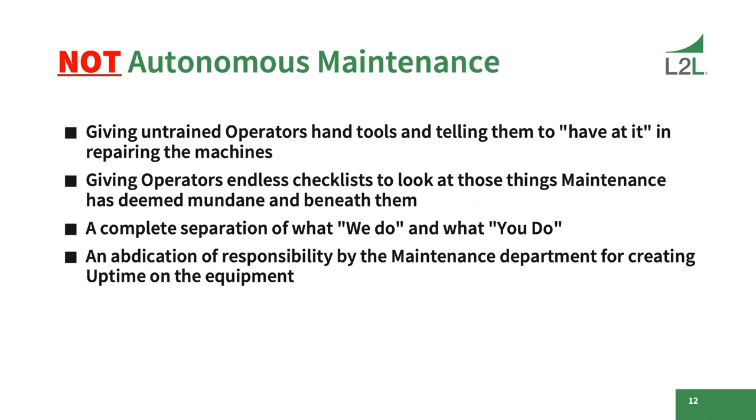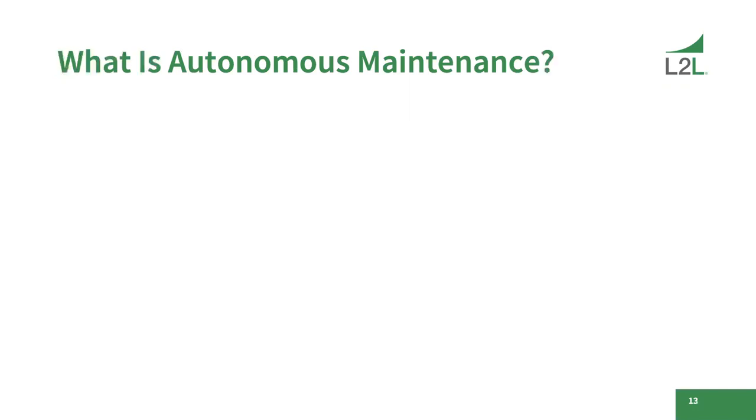So the maintenance department cannot abdicate their responsibility of the goal being they are there to create uptime and create reliability of the equipment. That's not what autonomous maintenance is. It's not handing that off to the operations folks. So just to make sure that maintenance folks understand that it's not an abdication of that.